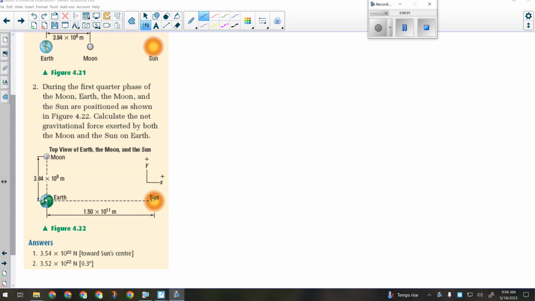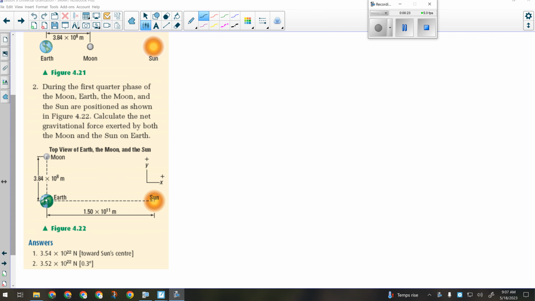Okay, so we ended off yesterday talking about the lunar eclipse and calculating the net force of gravity acting on the Earth. The moon was pulling it one way, and the sun was pulling it the other way, and they create a happy balance that makes life on Earth possible, of 3.51 times 10 to the 22 newtons worth of force towards the sun. Okay?